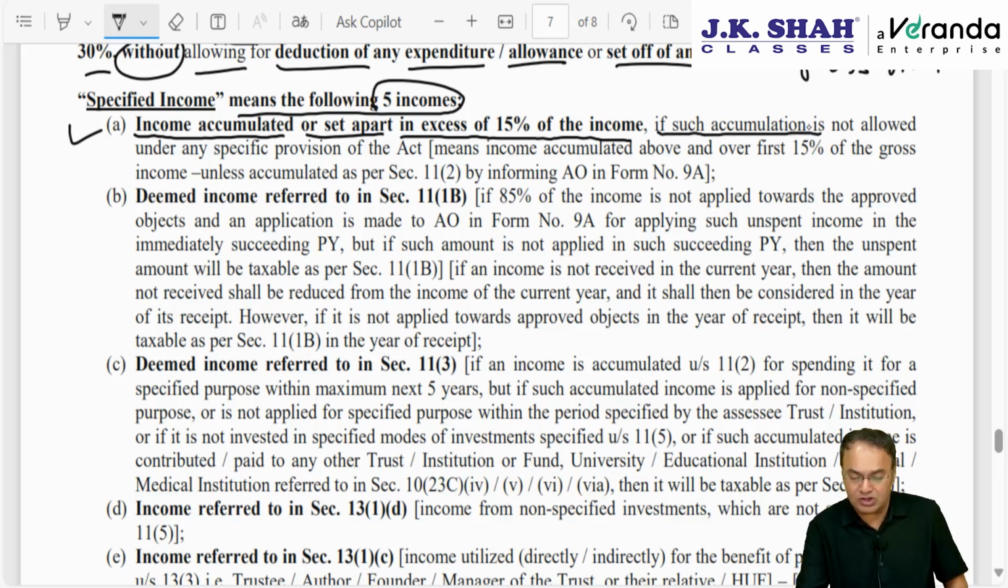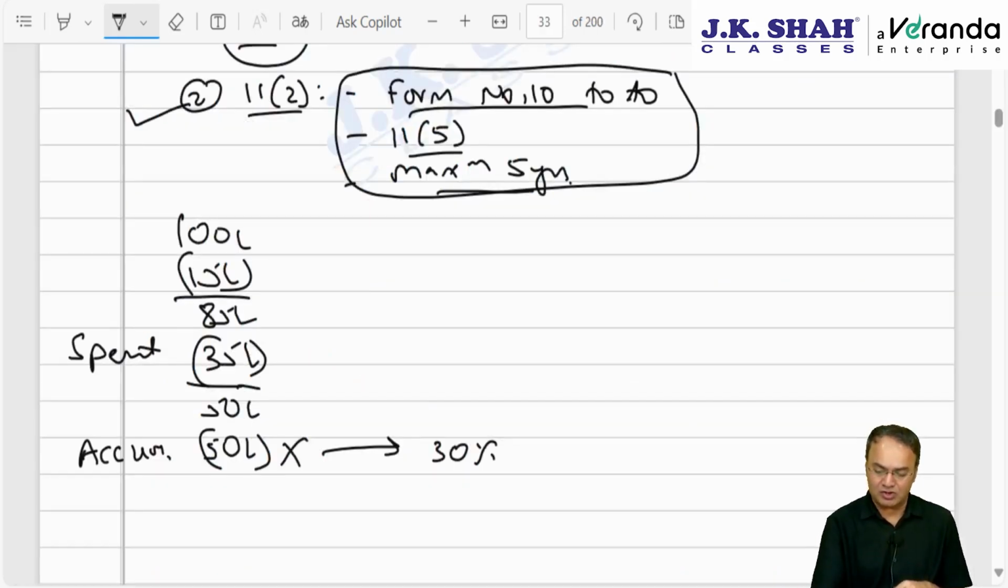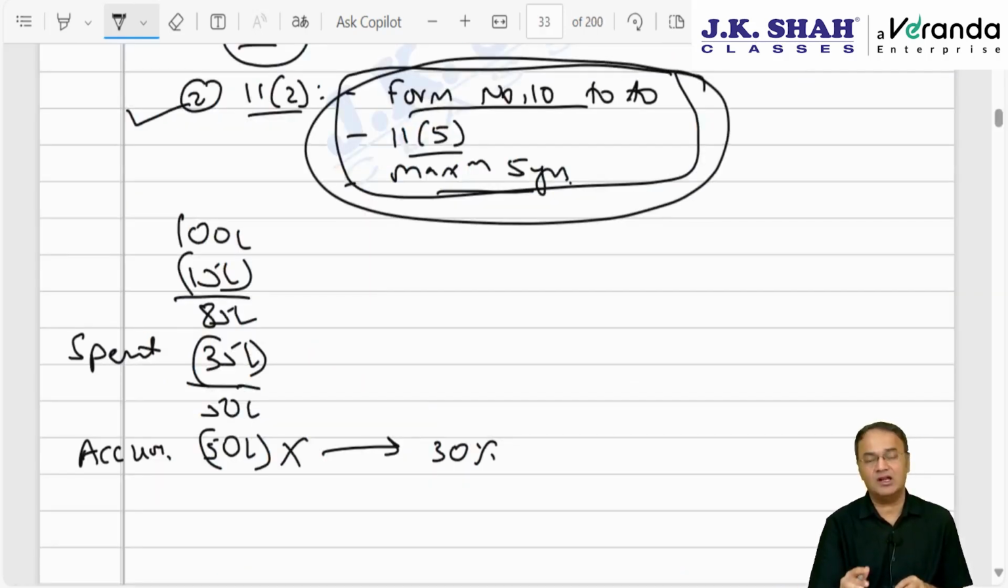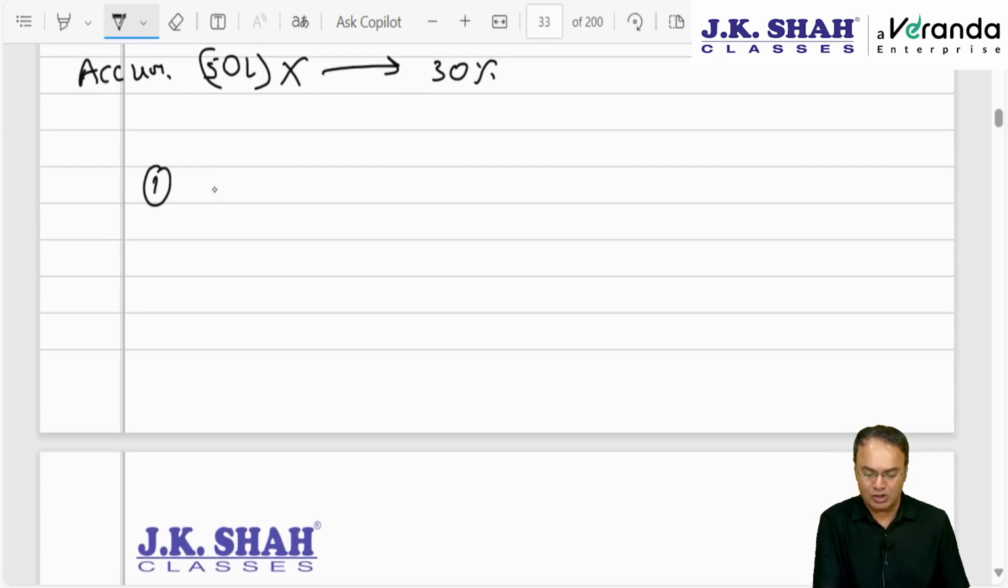If such accumulation above and over the first 15% is not allowed under any specific provision of the Act, meaning thereby income accumulated above and over the first 15% is not covered by section 11 subsection 2, meaning thereby the conditions of 11 subsection 2 are not satisfied, then without satisfying the conditions, if you accumulate, it will be taxed. That's the first income: accumulated above and over the first 15%, even if not specified by any particular provision.